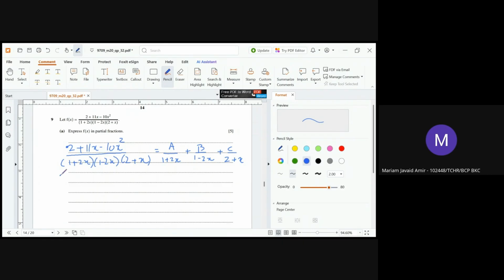So 2 plus 11x minus 10x² equals, we'll take the LCM and multiply the other two denominators with a, the other two denominators with b, and the other two denominators with c.